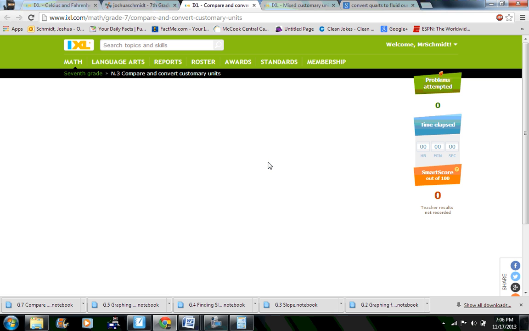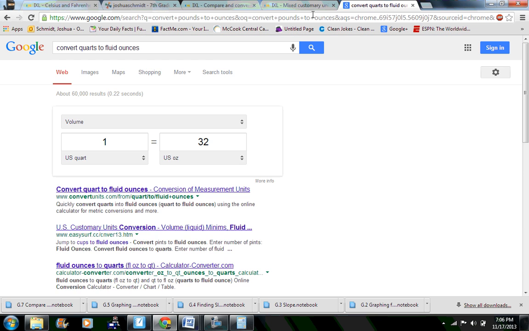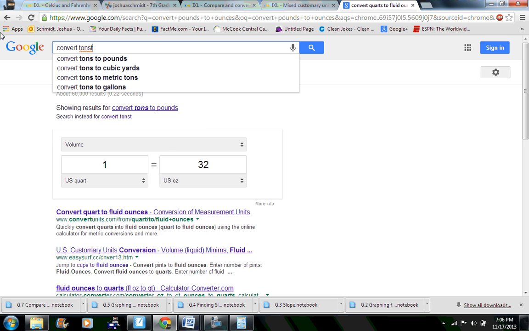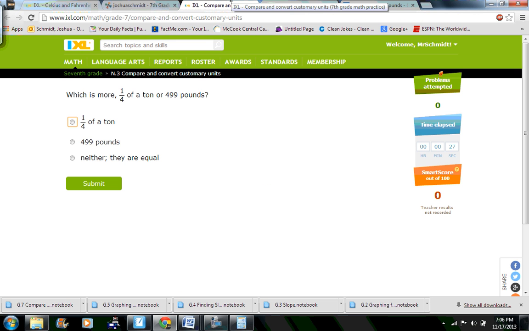Okay, so if we get a new problem here, which is more, 1/4 of a ton or 499 pounds, I want you to try this on your own and see how you do. So step 1, I have to convert tons to pounds. So 1 ton is equal to 2,000 pounds. So 1/4 of a ton would be equal to 500 pounds, which would then be bigger than 499. Okay, and that's how all of this section will work. So it's just going to take a lot of practice.